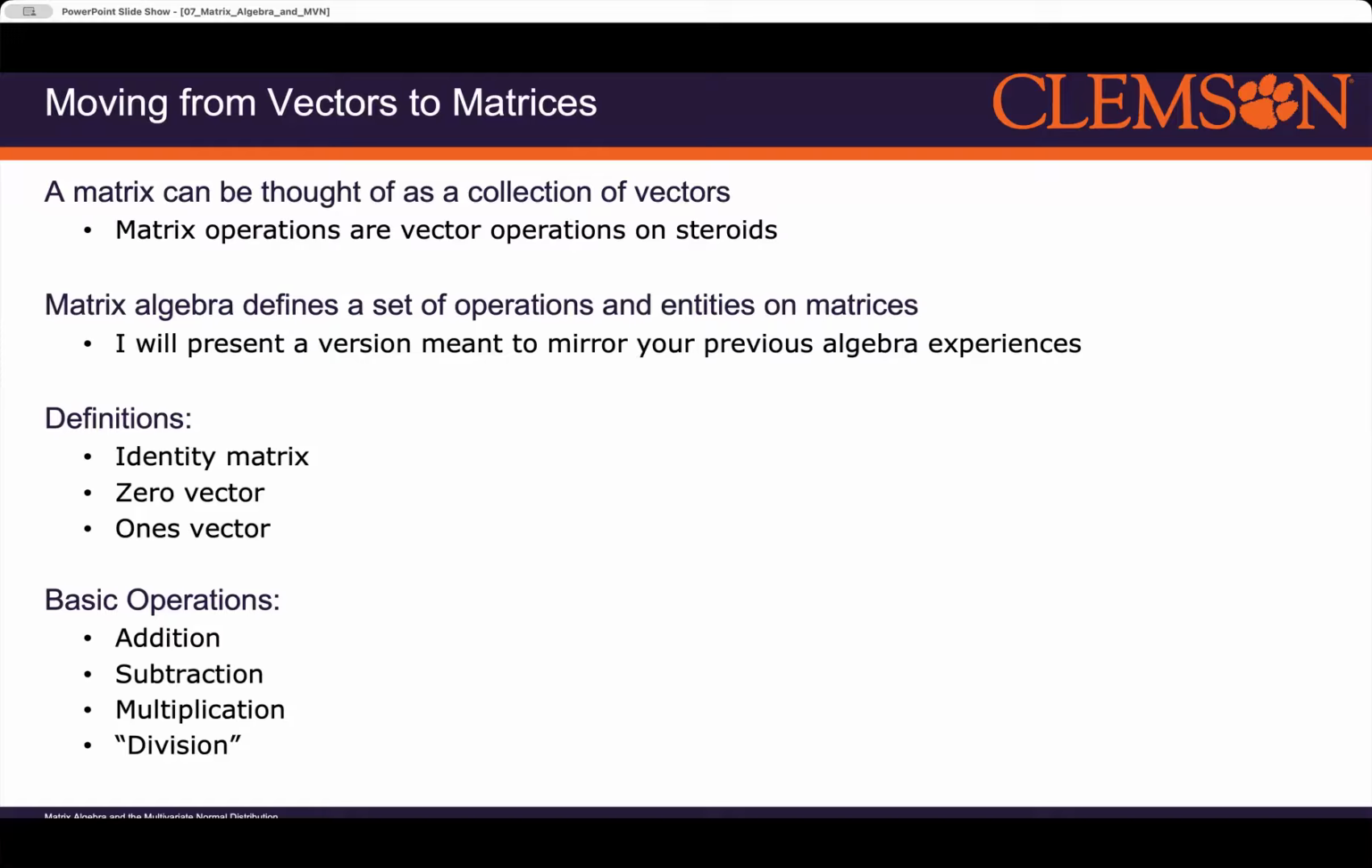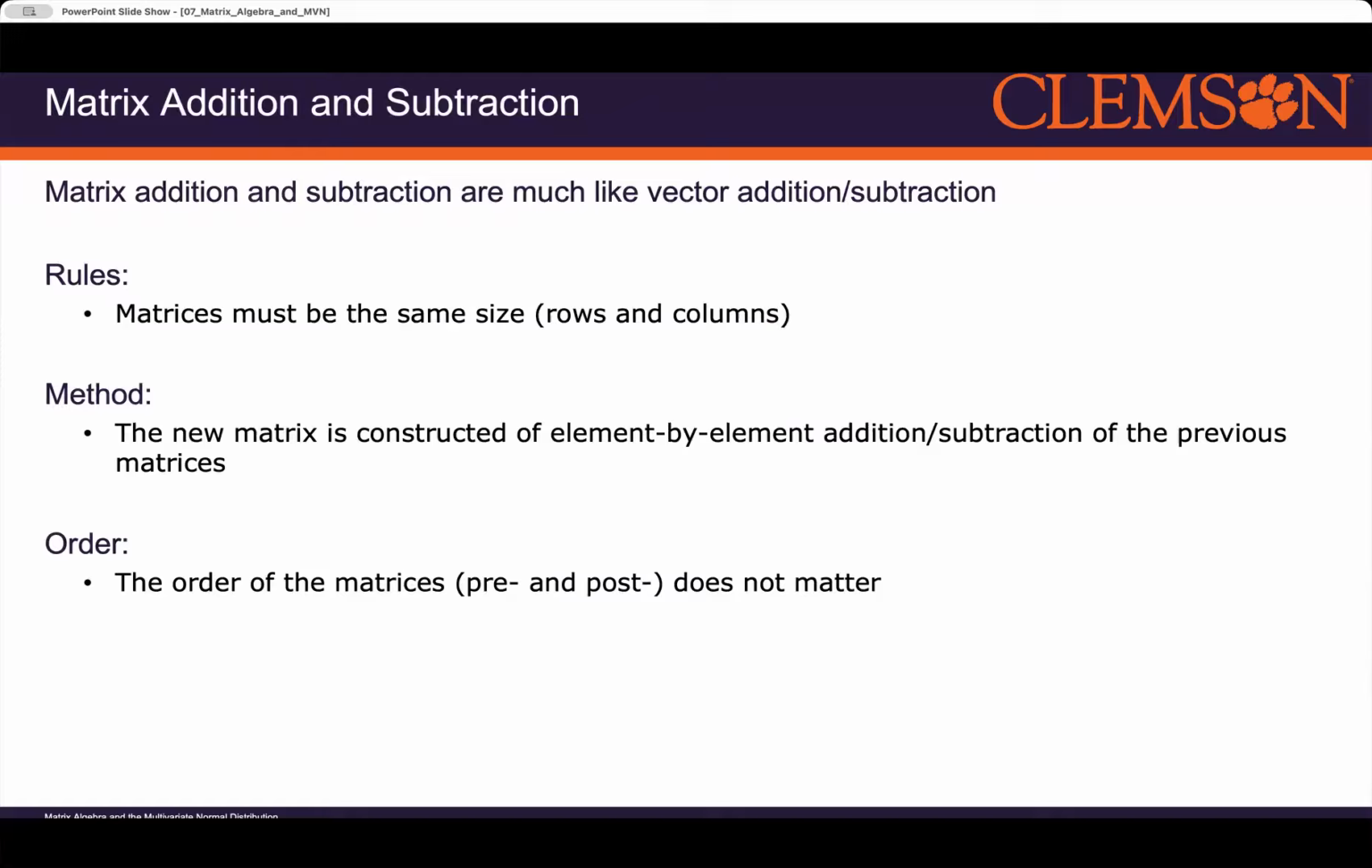Then we're going to define matrix operations. Just a few quote-unquote basic operations: addition, subtraction, multiplication, and then I put division in quotes. It's not quite division, but we can think of it that way. I'm going to draw a parallel to what we do when we divide numbers as we go forward. Matrix addition and subtraction are much like vector addition and subtraction. The rule is, though, matrices can only be added together when they're the same size.